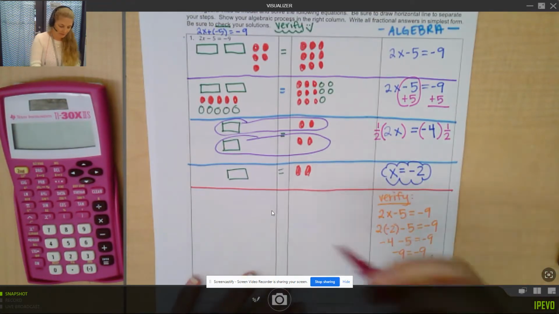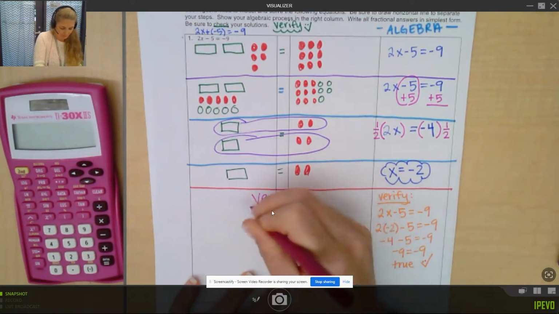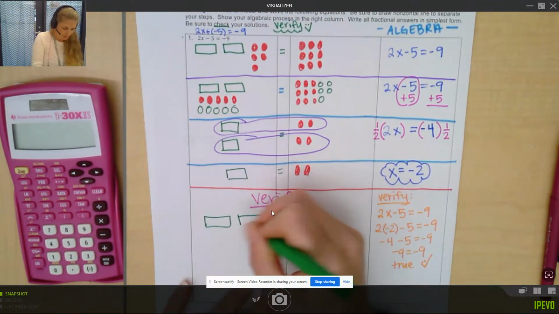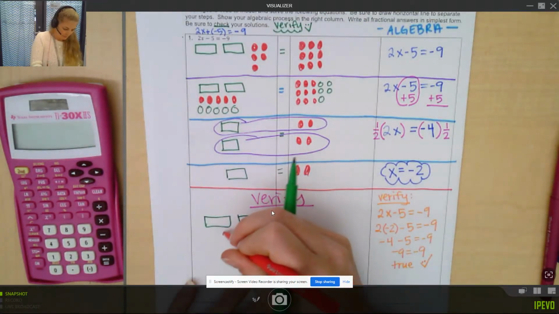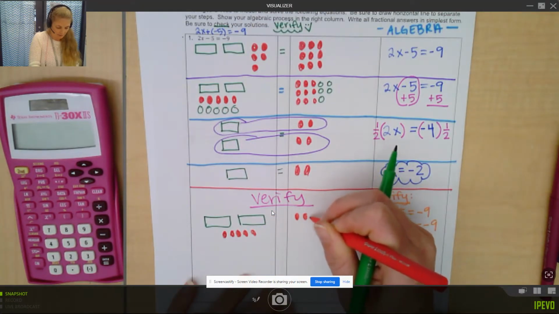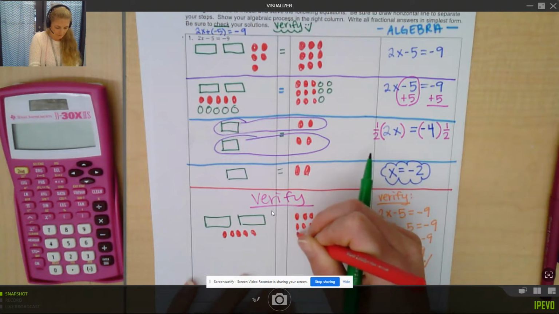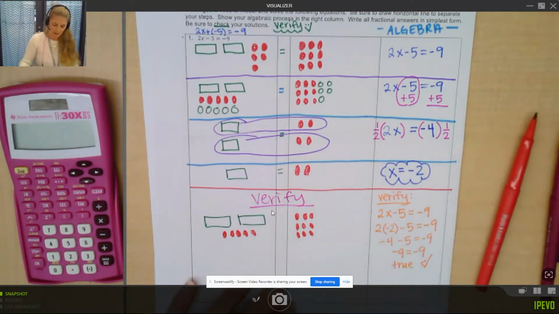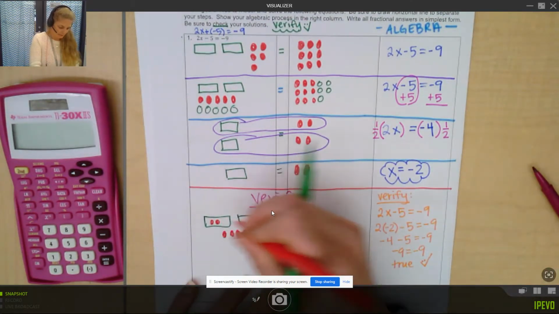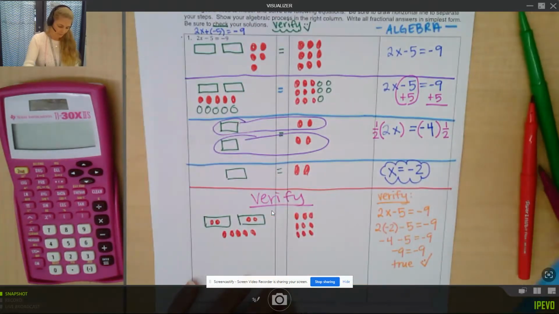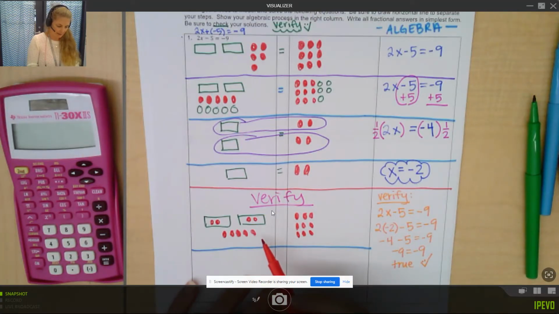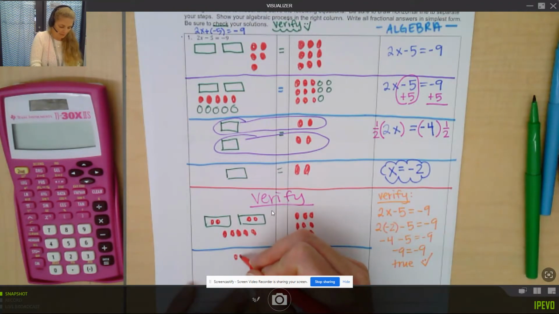Using a model to verify, we would draw what we originally had. So 2 rectangles, 5 negatives, 9 negatives over here. And inside each one of these, we would put 2 negatives. So that on our next line, we would see that this is 5, 6, 7, 8, 9, 9 negatives equaling 9 negatives.